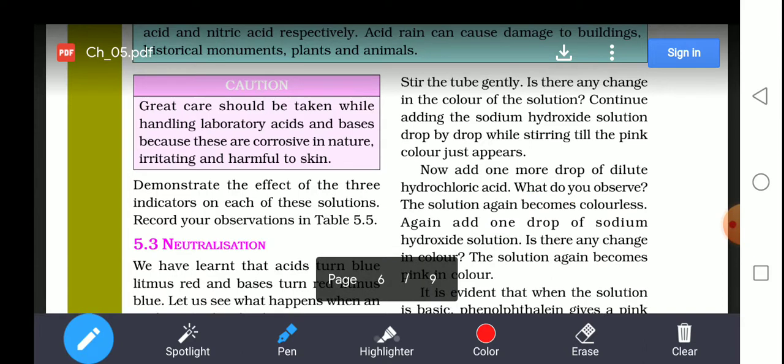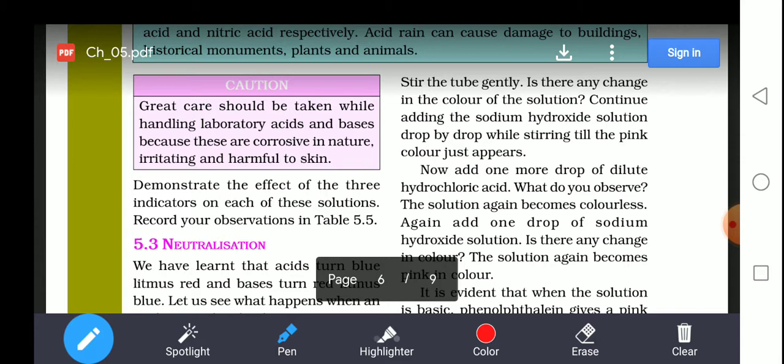Is there any change in color of the solution? After stirring, again add the sodium hydroxide solution drop by drop, and simultaneously stir it till the pink color just disappears. When you add phenolphthalein to the hydrochloric acid, its color changes into pink.